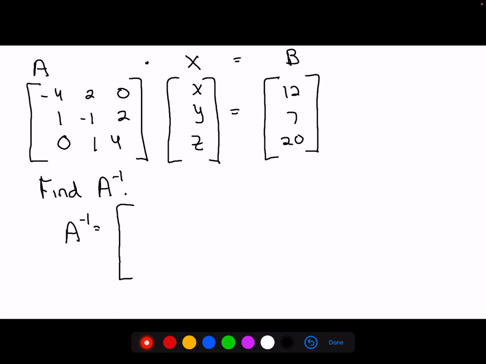But you should have -3/8, -1/2, 1/4, and then -1/4, -1, 1/2, and 1/16, 1/4, and 1/8. So you're going to take that matrix and multiply it with B. And when you do, you'll have your solution set.